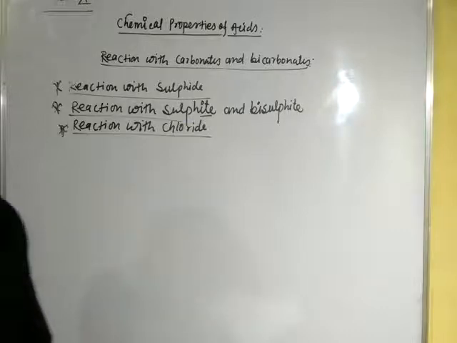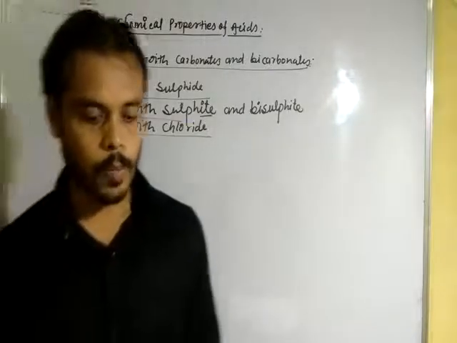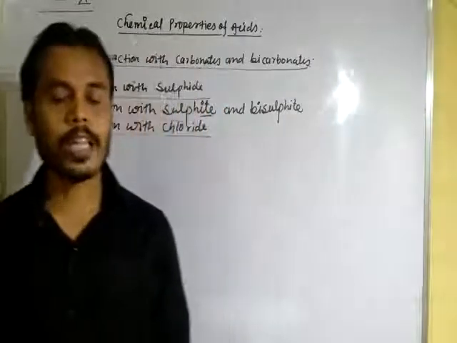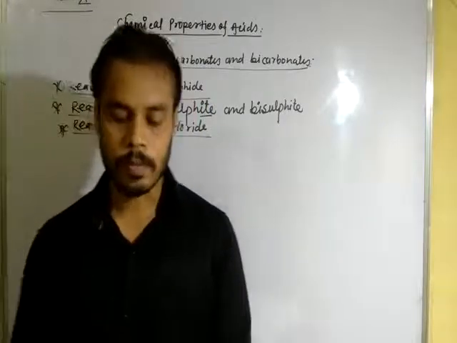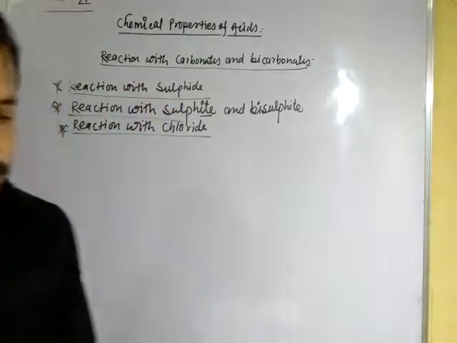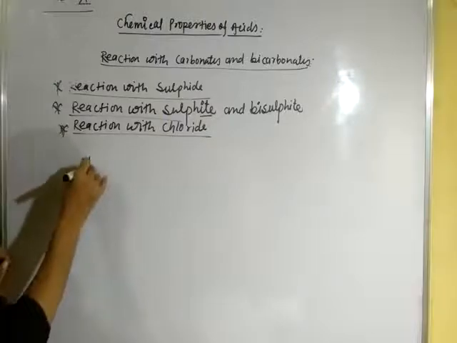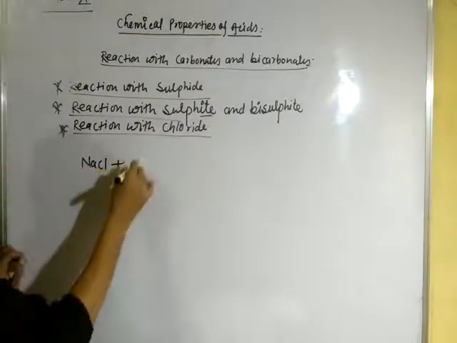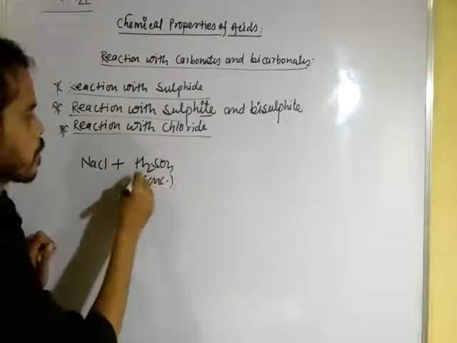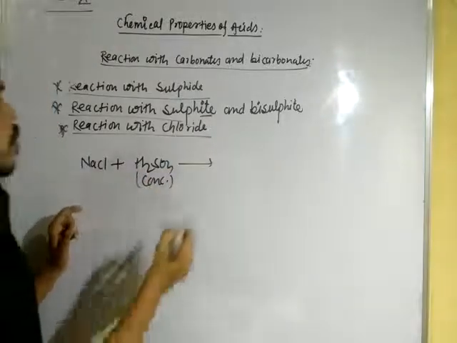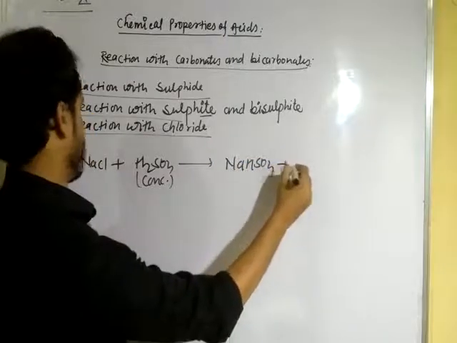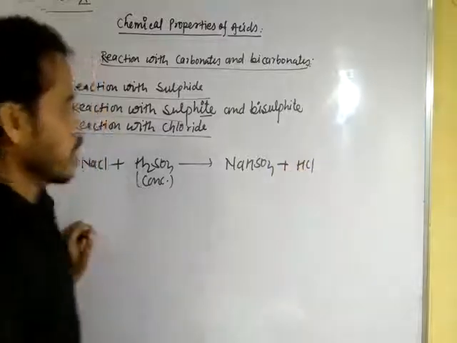Now, when sodium chloride or potassium chloride is treated with sulfuric acid, it forms sodium sulfate and liberates hydrogen chloride. The reaction takes place in two steps here. Sodium chloride, when treated with H2SO4, which is always taken in concentrated form, in the first step forms sodium bisulfate, NaHSO4, plus HCl.